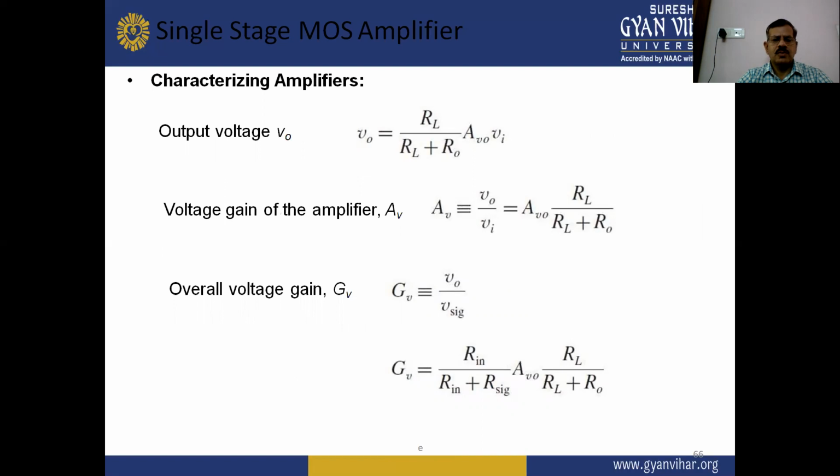So here the output voltage V naught equals RL upon RL plus R naught, times Avo Vi. The voltage gain of the amplifier Av equals V naught upon Vi, equal to Avo times RL upon RL plus R naught. The overall voltage gain Gv equals V naught upon V signal. So Gv equals R input upon R input plus R signal, times Avo, times RL upon RL plus R naught. So this is the overall voltage gain of the single stage MOS amplifier.